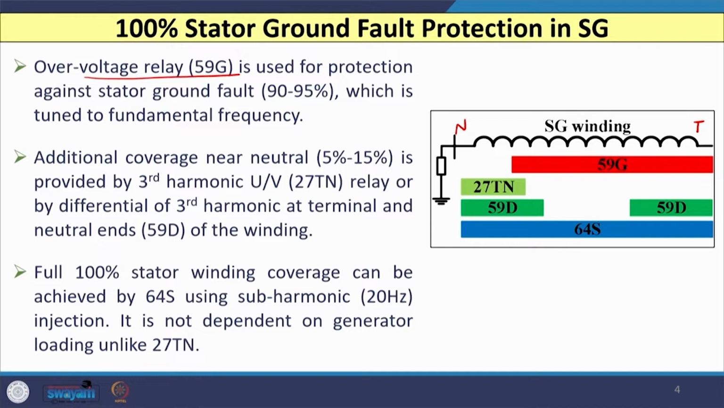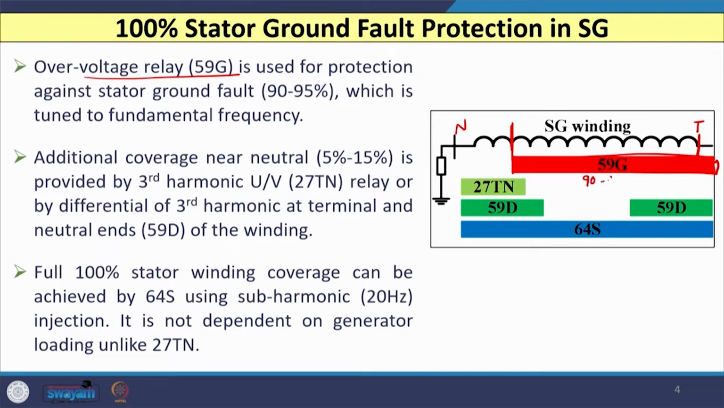So, you can see I have shown here the protection of this 59G or overvoltage relay, which is provided against the ground fault in the stator. This starts from the terminal of the generator and it will be covered up to this point. So, this will basically cover 90 to 95% of the winding from the terminal side.